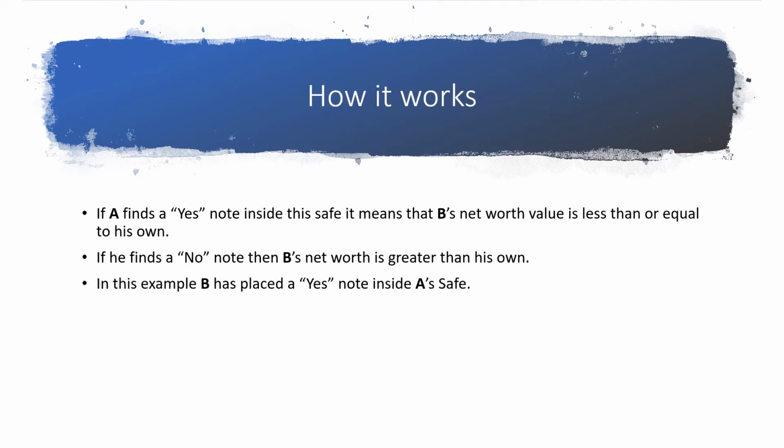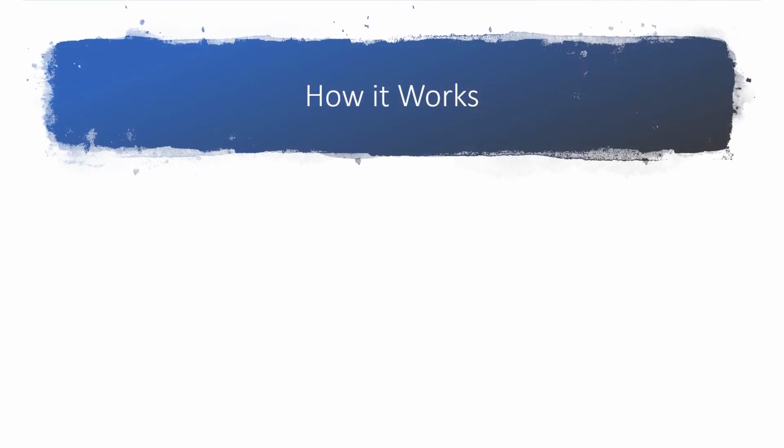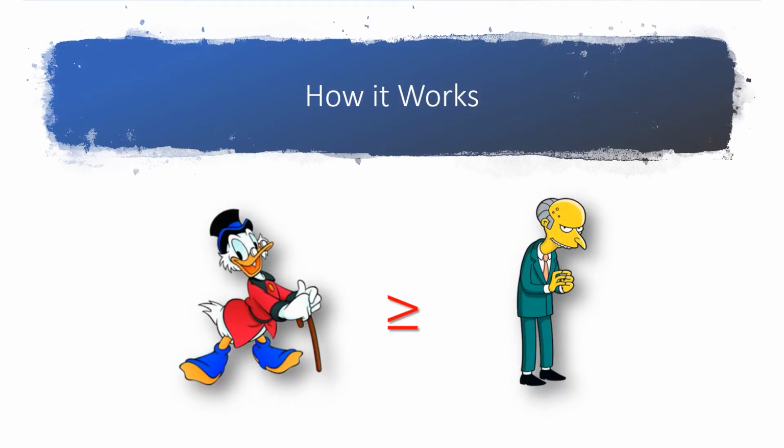So for the sake of our example, person B has placed a yes note inside A's safe, meaning Mr. Burns placed a yes note in Mr. Scrooge's safe, which means that Scrooge is wealthier than Mr.